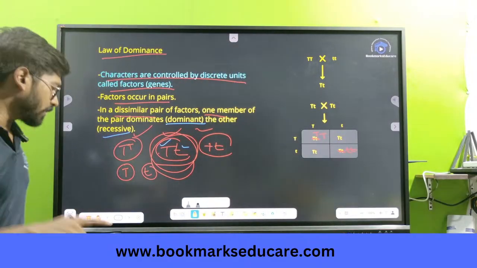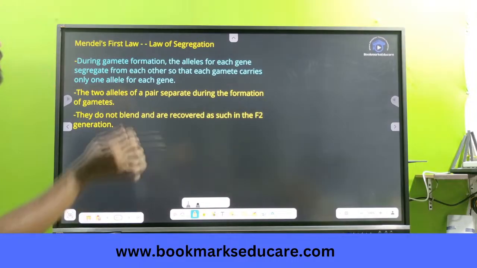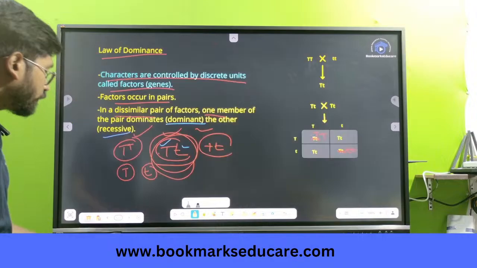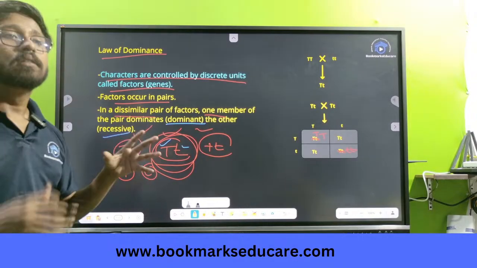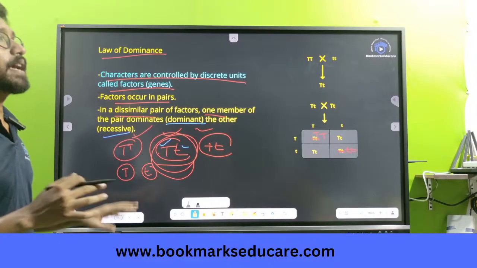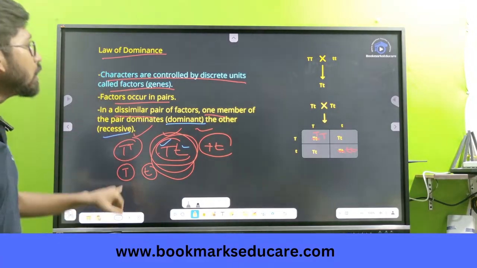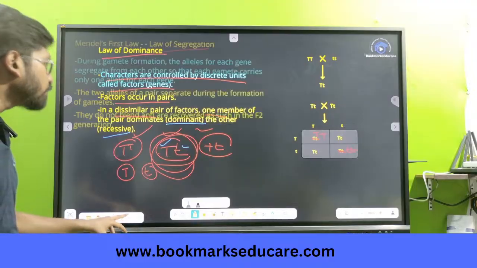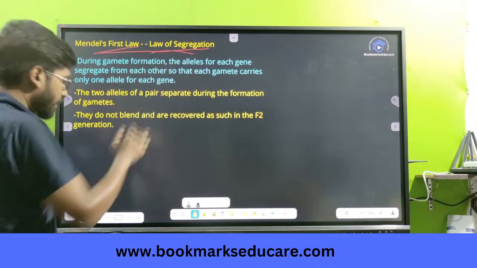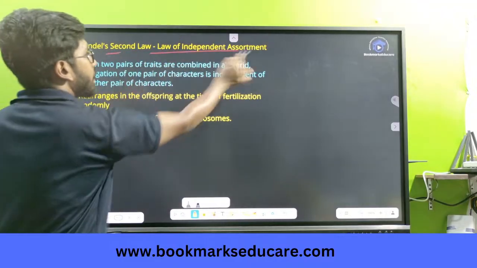These are very basic. You have studied it in class 9, 10. Now let's see Mendel's main laws. That law of dominance was later said by Mendel definitely. Later scientists marked it as Mendel's law because before Mendel nobody said it. But from Mendel's perspective, he gave only two laws: law of segregation and law of independent assortment.